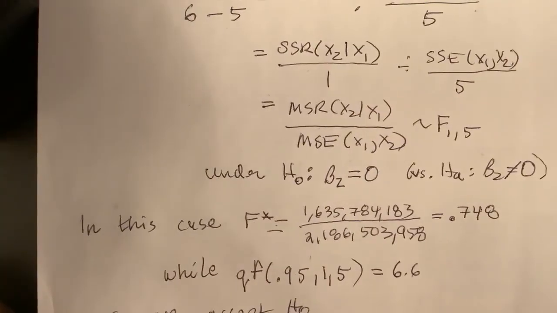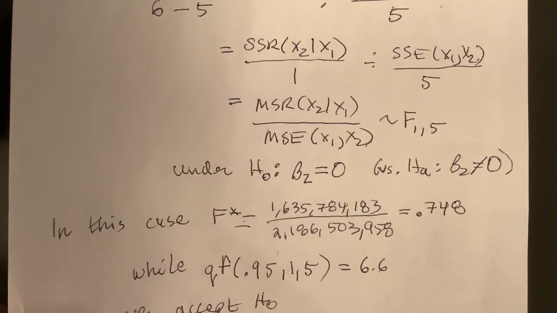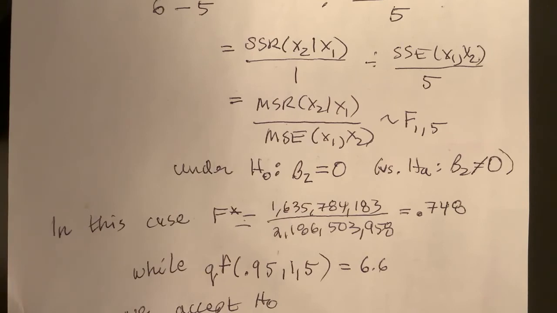Okay. In this case, what do we get? We get F star is 0.748. Remember, we subtracted the top and we got 1.6 billion, only 1 degree of freedom. On the bottom, the total was something like 12 billion or 12.5 billion, but we have 5 degrees of freedom in the full model. We divide by that, it reduces it, and we get F star is 0.748.